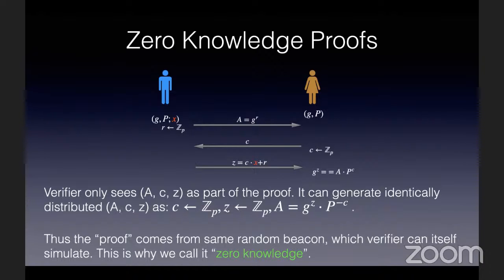So this is for the verifier to get convinced that the prover actually knows log of P, right? But let's see from the verifier's point of view, does the verifier get any additional knowledge? What the verifier sees here is A, C, and Z, the three messages. A was sent by the prover, then C was generated by the verifier, and then finally the prover sends Z. This is what the verifier sees as part of this proof. But is this any useful to the verifier? For example, does it tell the verifier anything about the secret X?